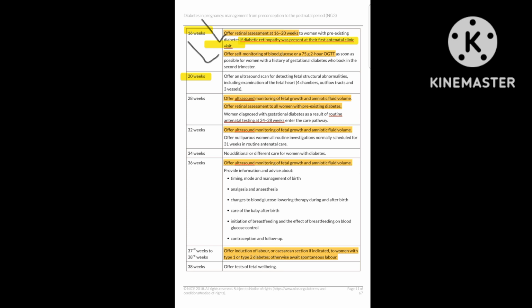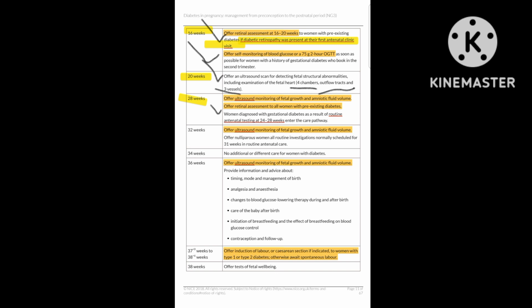At 20 weeks, offer an ultrasound scan for detecting fetal structural abnormalities, including examination of the fetal heart: 4 chambers, outflow tracts, and 3 vessels. At 28 weeks, offer ultrasound monitoring of fetal growth and amniotic fluid volume. Offer retinal assessment to all women with pre-existing diabetes.